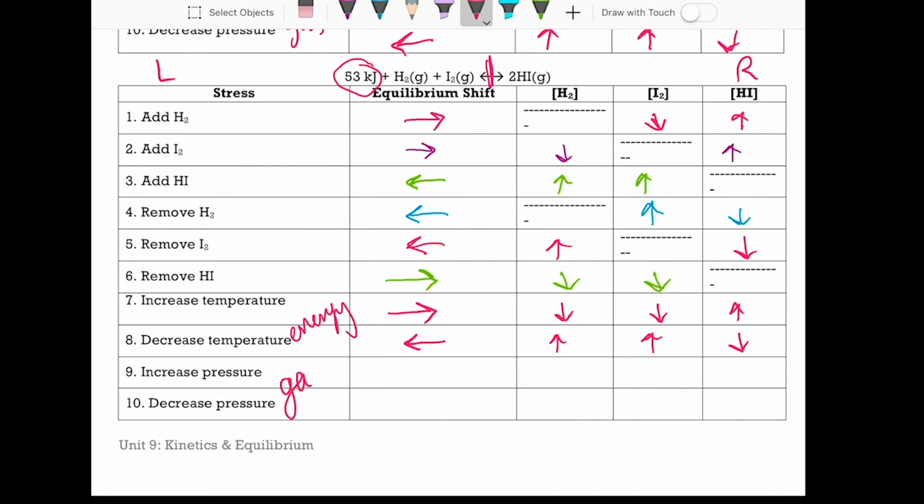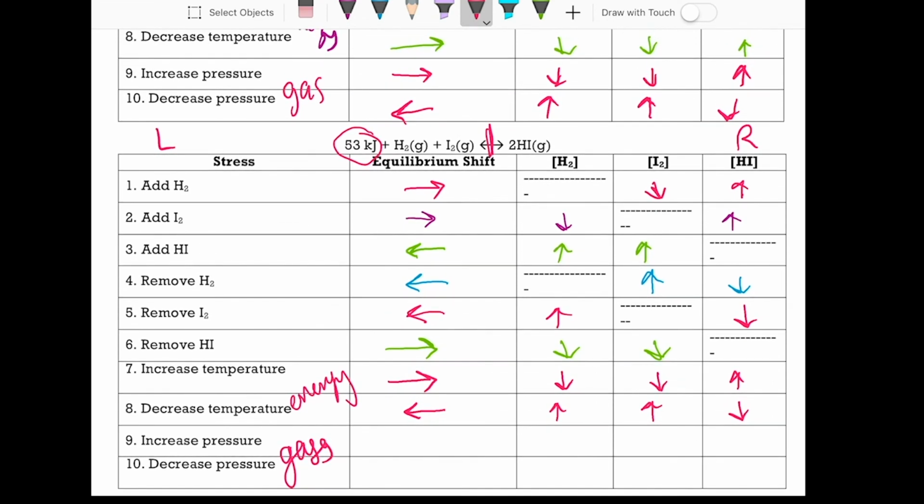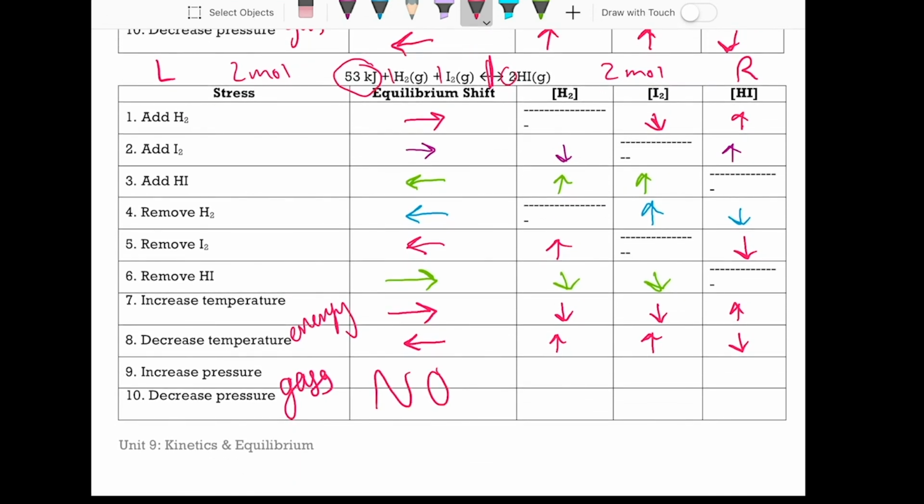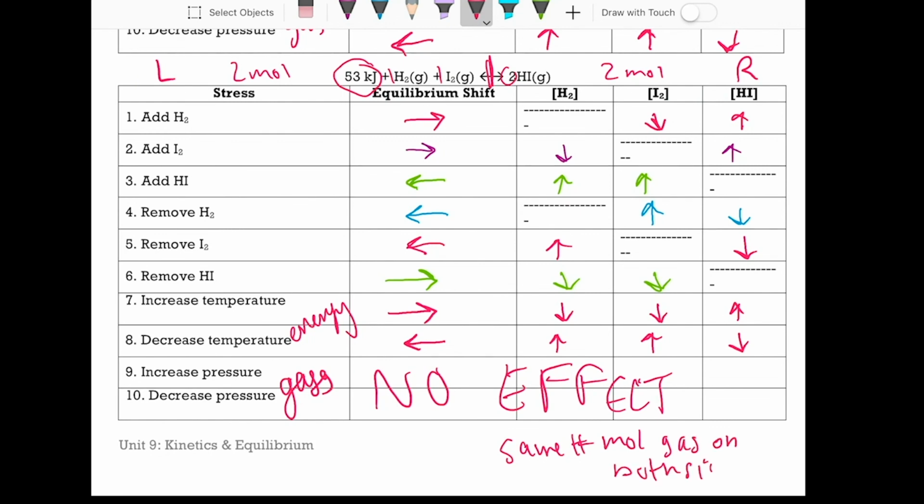Pressure only affects gases. And so if we look on the left side, you have 1 mole of H2 and 1 mole of I2. So that's 2 moles of gas. And here we have 2 moles of HI gas. So which side has more moles of gas? The answer is they both have the same. So there is no effect in this specific case with pressure, because you have the same number of moles of gas on both sides.